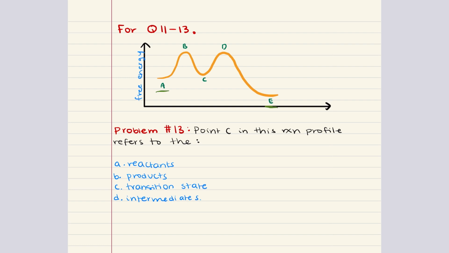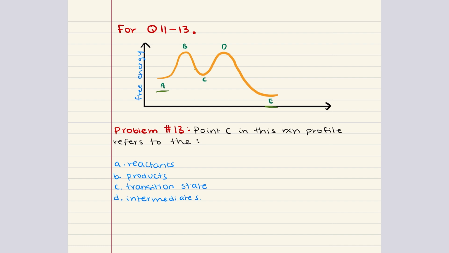Now, in the reverse direction, that's going to switch, right? E is going to be your reactants. A is going to be your products. What's not going to change is what we call B and D and what we call C. B and D represent the transition states for this reaction. And a transition state is a high energy state through which the reactants must pass to form the product. And so it represents the peak of the energy barrier.